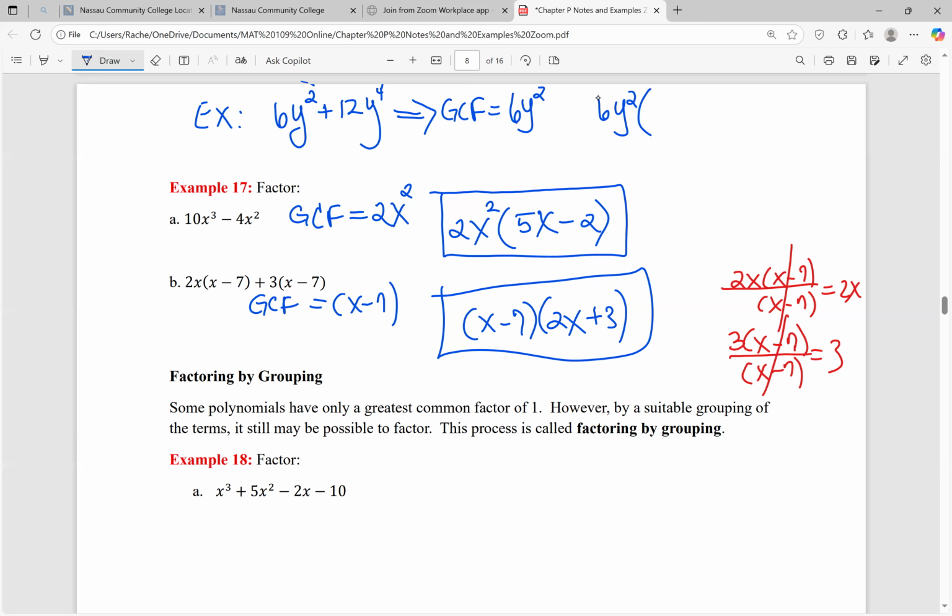And now take each term of my polynomial and divide it by 6y squared. So 6y squared divided by 6y squared is 1. And then now take the 12y to the fourth and divide it by 6y squared. And 12 divided by 6 is 2, positive 2. And y to the fourth divided by y squared is y squared. So my factored form is going to be 6y squared times 1 plus 2y squared.